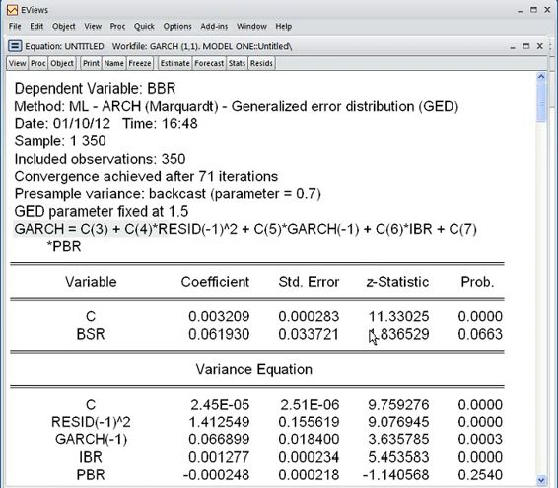Okay, so far we have developed three GARCH models using three distributions. Now the question is, out of the three models, which one is the best?